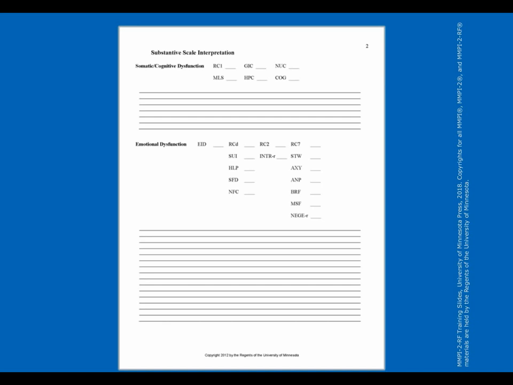So the first scale listed there is the higher order scale, emotional internalizing dysfunction. And this is because this is going to be the first scale that you interpret if, of course, it's clinically indicated by an elevated score. And then next you see the RC scales listed: RCD, demoralization; RC2, low positive emotions; and RC7, dysfunctional negative emotions. These would be the next scales that you would interpret. And again, we'll go into this process in more detail later.